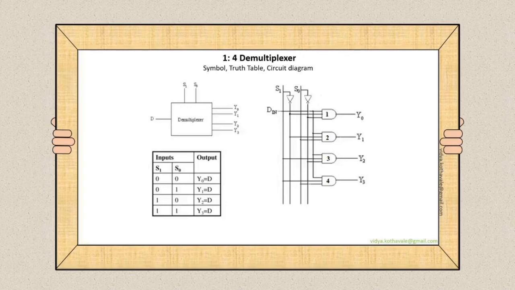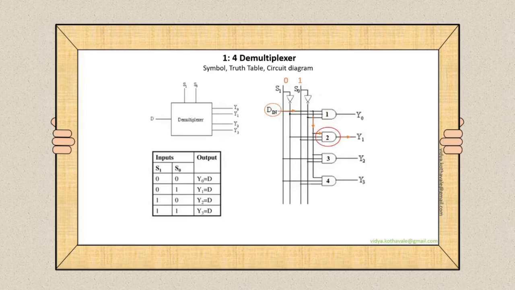1:4 demultiplexer. It has got one input, the D input, and 4 output lines Y0, Y1, Y2, Y3. Depending upon the select line inputs, we can select the D input to appear on any one of the output lines. With select line input 0, 0, the data input DIN will appear on the output line Y0. This is because AND gate 1 is enabled and rest all other AND gates are disabled.